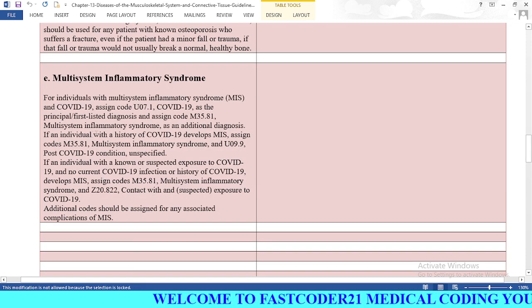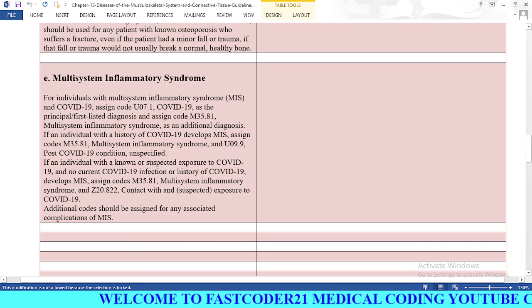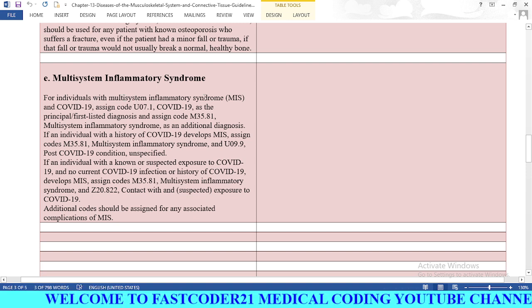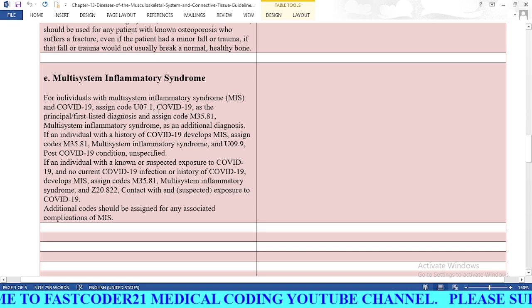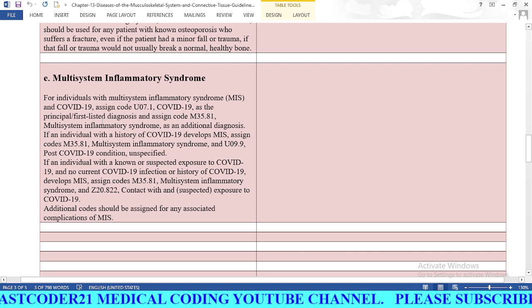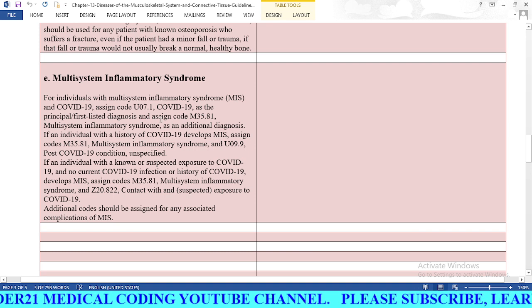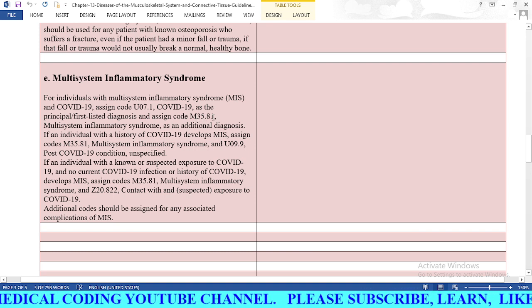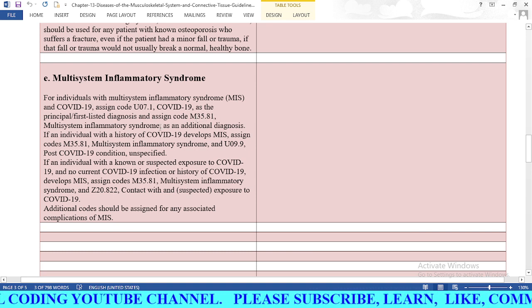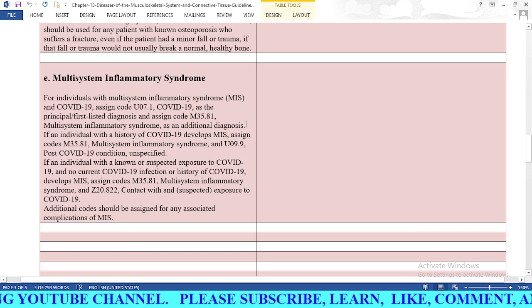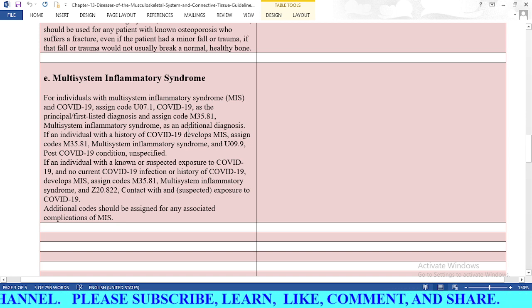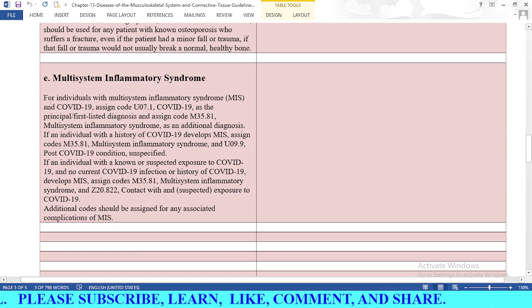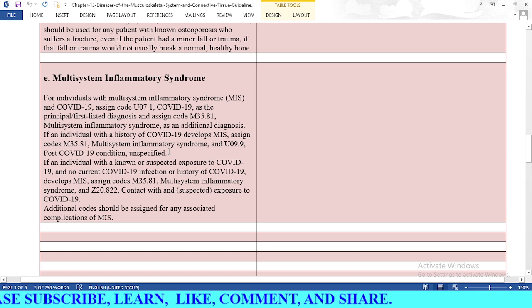Next guideline, multi-system inflammatory syndrome. So for individuals with multi-system inflammatory syndrome and COVID-19, assign code U07.1, COVID-19, as the principal or first-listed diagnosis, and assign code M35.81, multi-system inflammatory syndrome, as an additional diagnosis. So anyway, now COVID is reduced. So you can read this paragraph or guideline, it is self-explanatory, or you can read it easily.